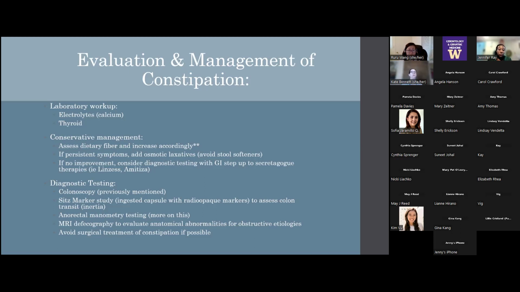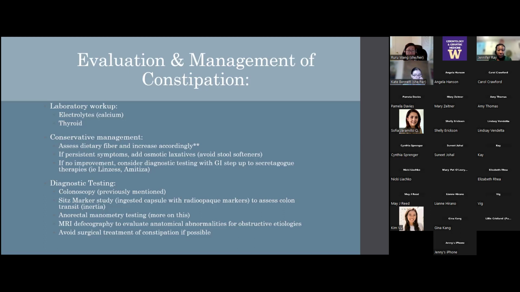If symptoms persist, I always start low and slow, starting with over-the-counter laxatives like Miralax or Senna. Stool softeners such as Docusate we found are not effective in treating constipation, so we actually don't recommend prescribing those anymore. If they're not having improvement, this is when you want to get your GI colleagues on board to consider some diagnostic testing and maybe step up to secretagogue therapies, which I'll mention next, such as Linzess or Amitiza.